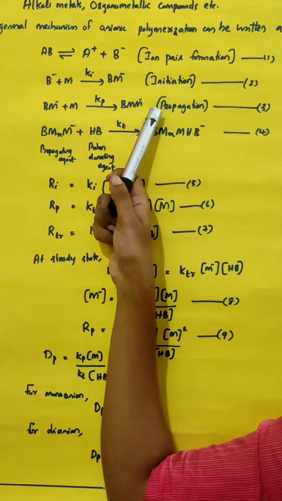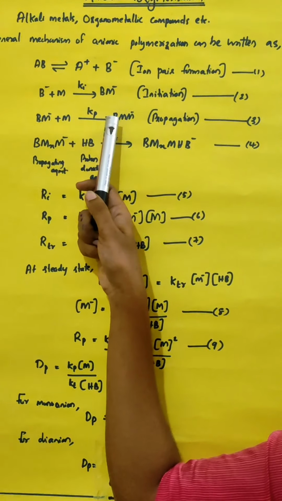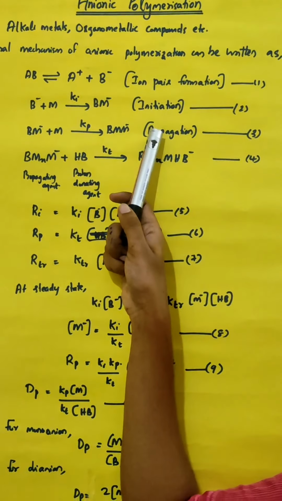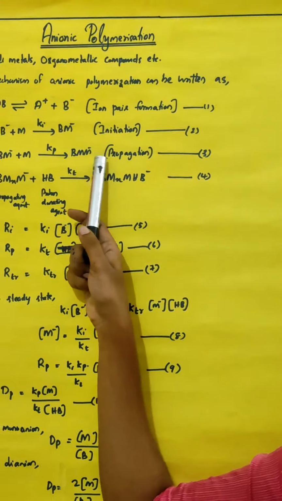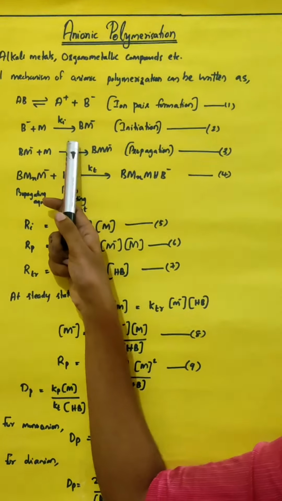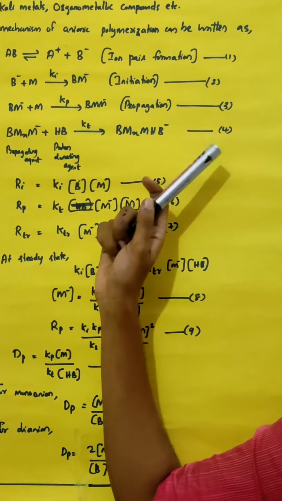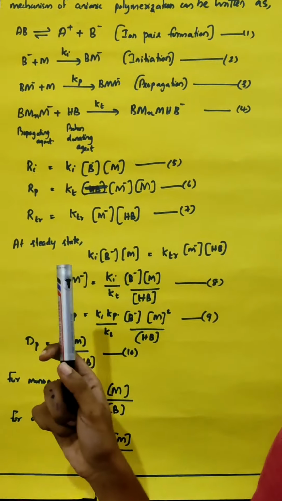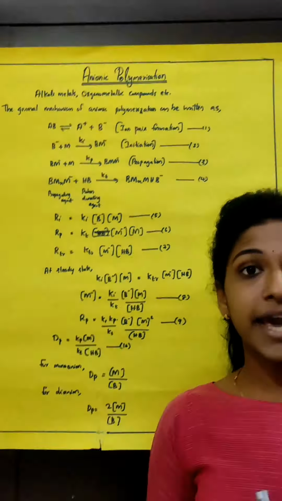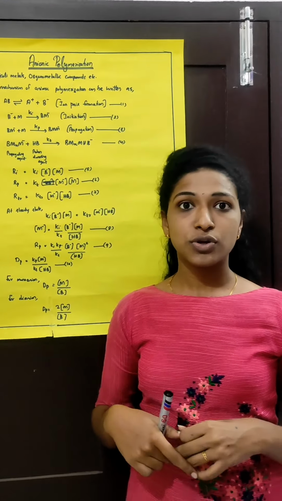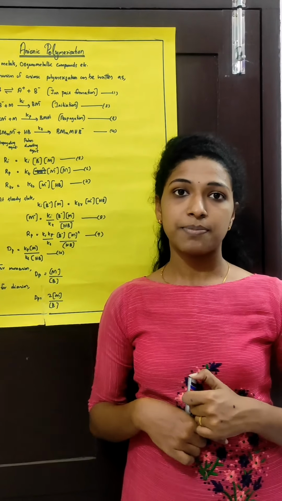Next is the propagation step. That is, BM minus plus M gives BM2 minus. This BM minus reacts with another monomer, and Kp is the propagation rate constant. Next is the termination step. In the termination step, the propagating chain and the proton donating agent combine together to form a complex. That is the termination step.